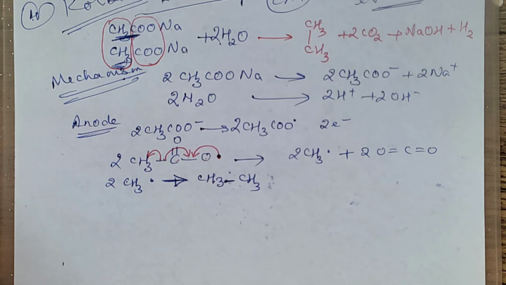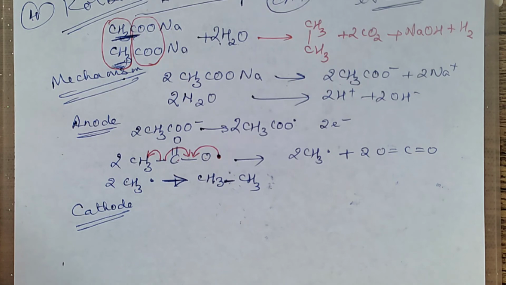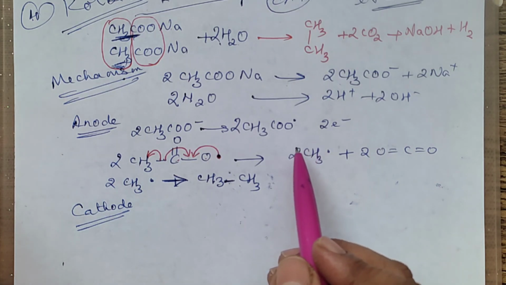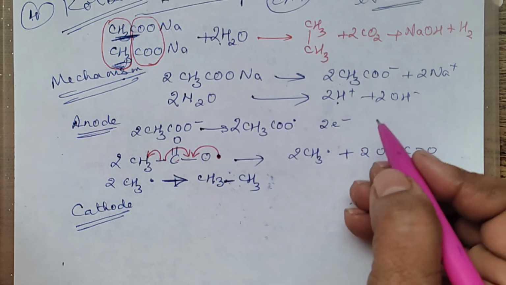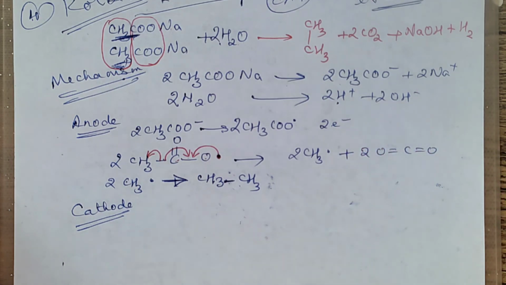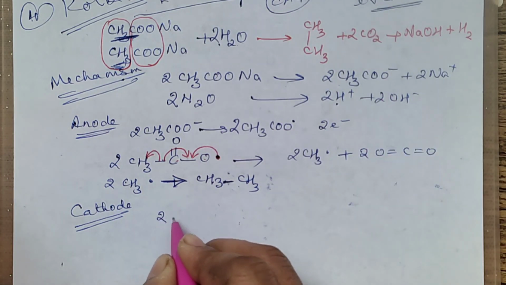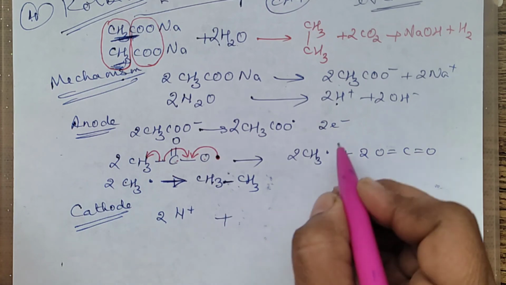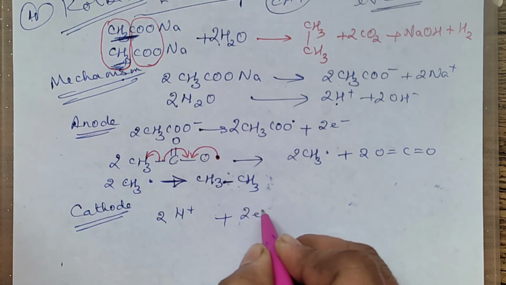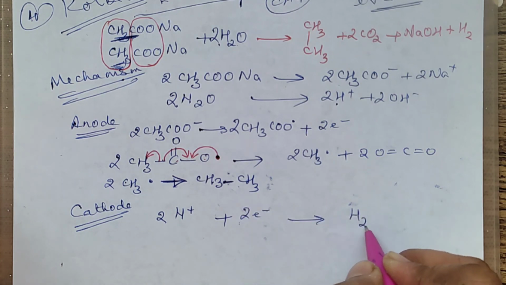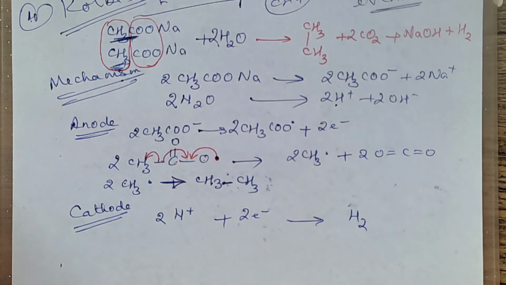Now let's see what is happening at cathode. The cations will move towards cathode. This is one cation, this is another cation. When 2 cations are there, the one that can be discharged easily is obtained. So first H plus is obtained there at cathode. So 2 H plus will combine with these 2 electrons and result in the formation of hydrogen gas. That is the hydrogen gas which we wrote over here, H2 was released.